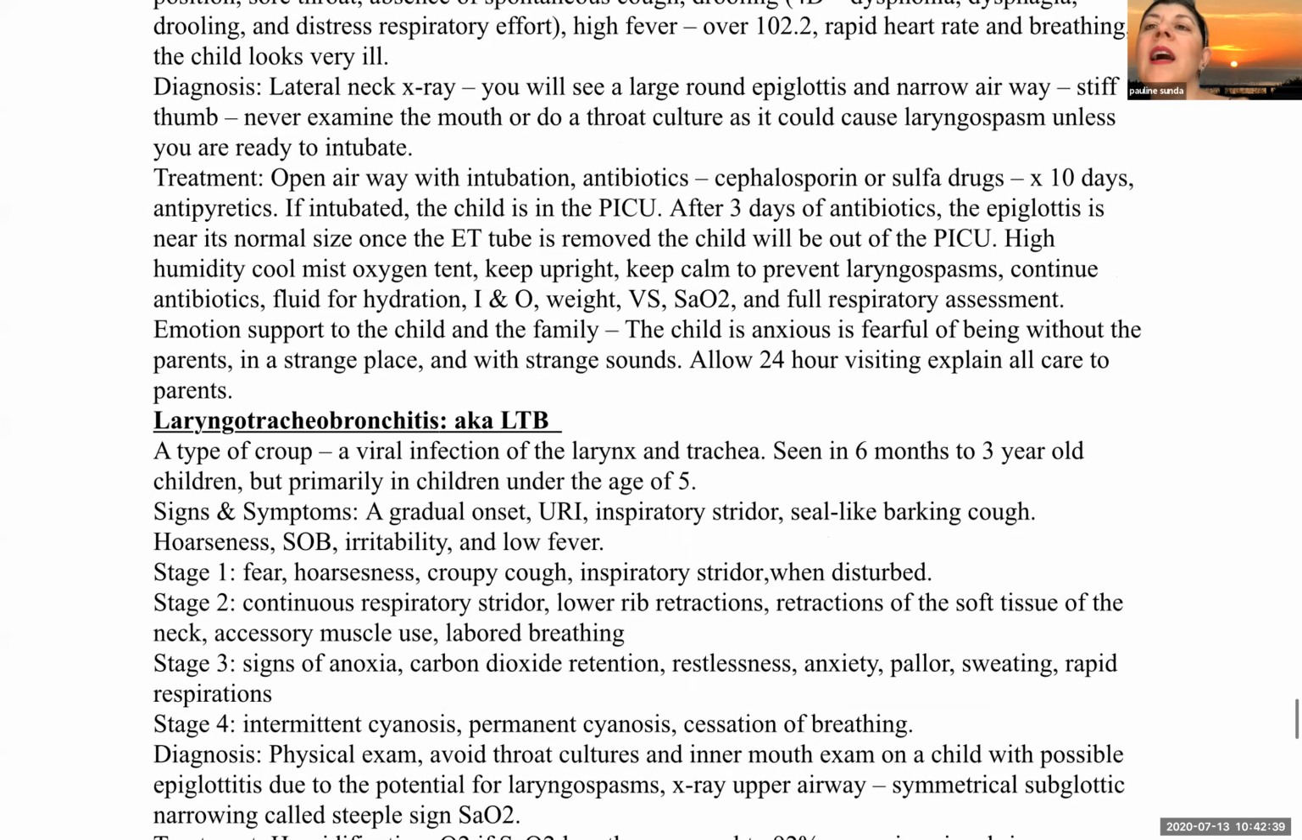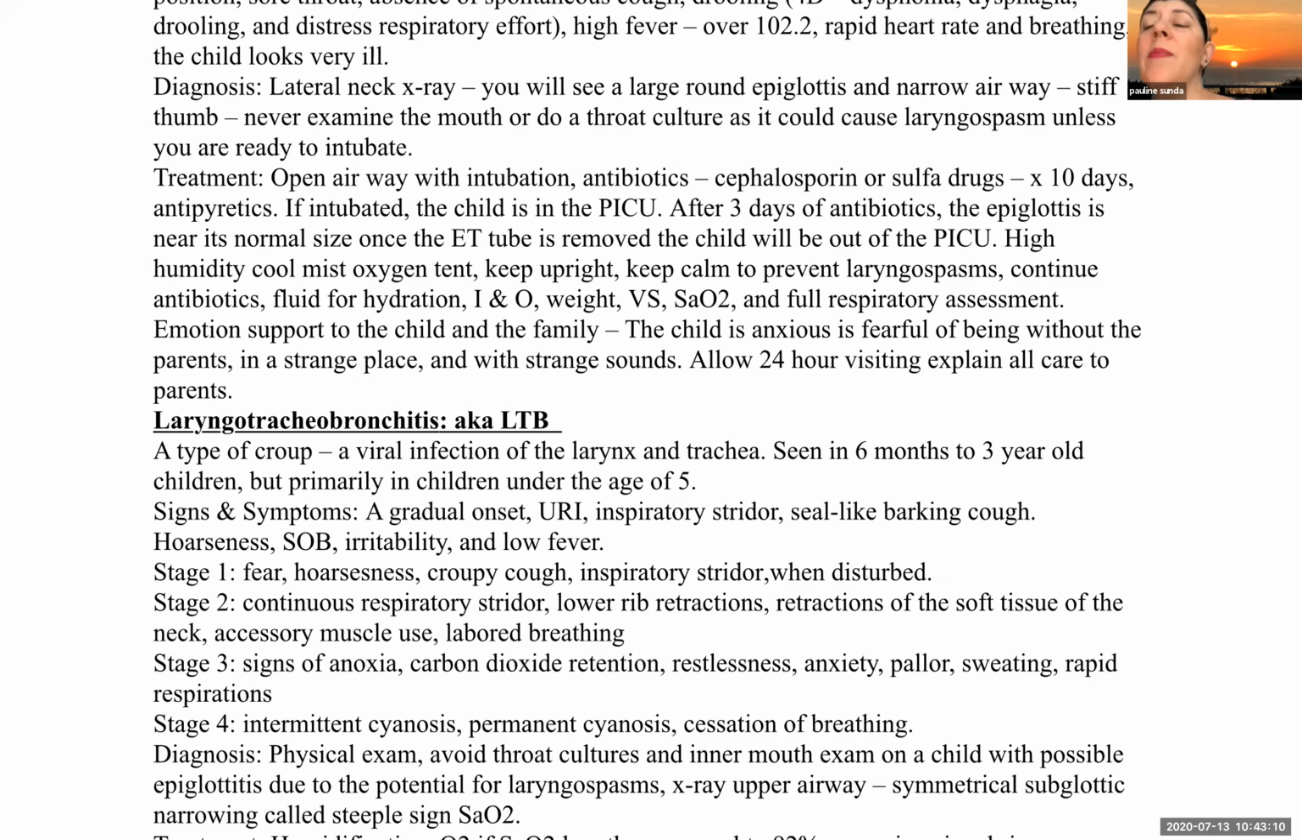Diagnosis: they will do a lateral neck x-ray, and here you can see a large round epiglottis and a narrow airway. In this child, please do not examine the mouth or do a throat culture, because this can cause laryngospasms, and then it would be necessary to intubate this child emergently. Treatment: it may be necessary to intubate this child, so please make sure all of the items necessary to do so are at the child's bedside.